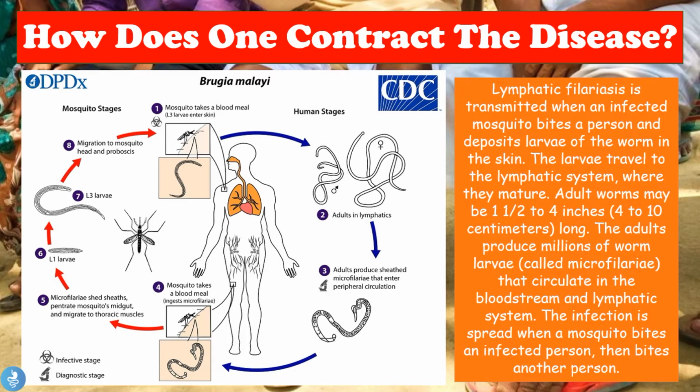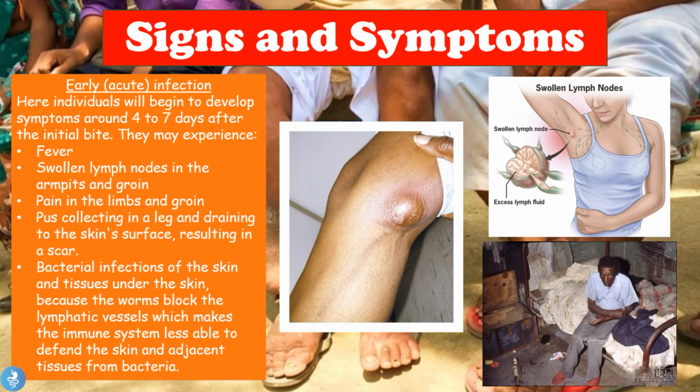So now that we know how one can contract this disease, let's take a closer look at some of the signs and symptoms in this disease. The signs and symptoms of this disease can be broken down into two main stages: the early or acute stage of infection and the chronic stage of infection.